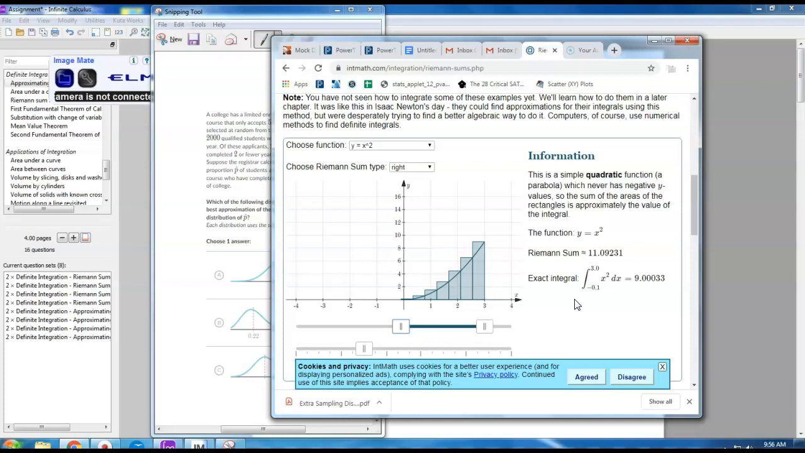And they broke this up into 6 rectangles. There are 4 different kinds: right endpoint, left endpoint, midpoint, and trapezoid. Trapezoid is just an average of right and left. But I want to show you what they look like, and then I'll show you how to calculate it.